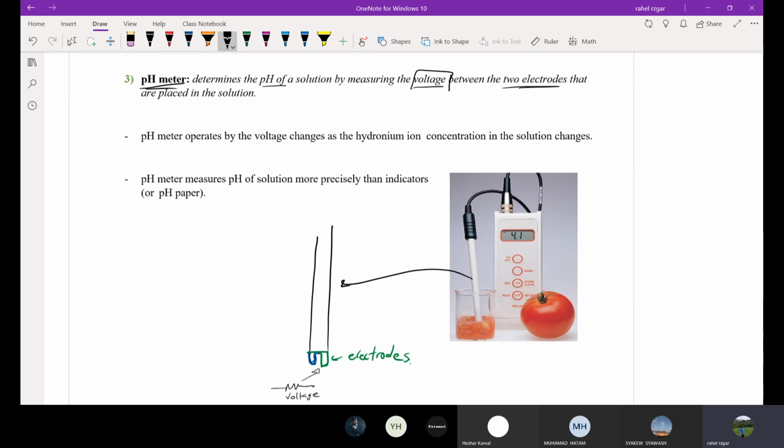By using that voltage, they calculate the concentration of hydronium. So when it finds the concentration of hydronium, the device itself will convert it to pH, and we can see only the pH for that solution. For example, this tomato juice has a pH of 4.1. Why? Because the voltage between these two electrodes, using the concentration of hydronium, shows that the pH is 4.1.